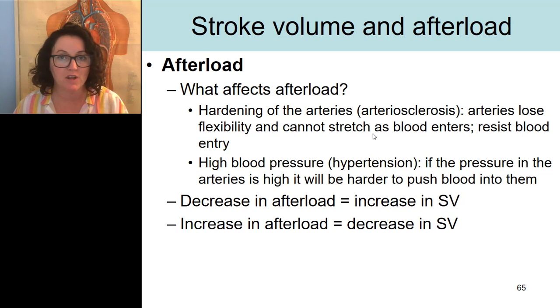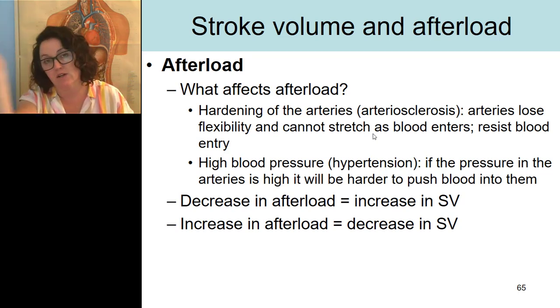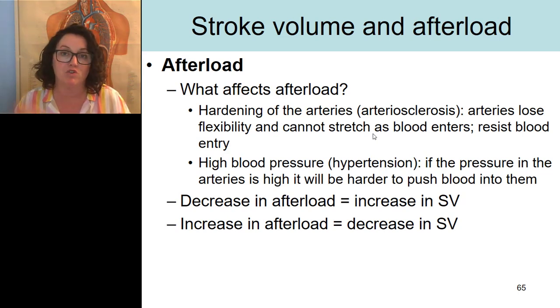High blood pressure or hypertension is another thing that will affect afterload. So if we have a high pressure in the aorta, it's going to be harder for the ventricle to squirt blood into the aorta because blood likes to go from an area of high pressure to low pressure. So if you're trying to squirt blood from an area of high pressure to high pressure, you can see how that's going to be problematic, right? So hypertension or high blood pressure means that we're going to have a higher afterload and lower stroke volume. So a decrease in afterload will lead to an increase in stroke volume, whereas an increase in afterload will lead to a decrease in stroke volume.